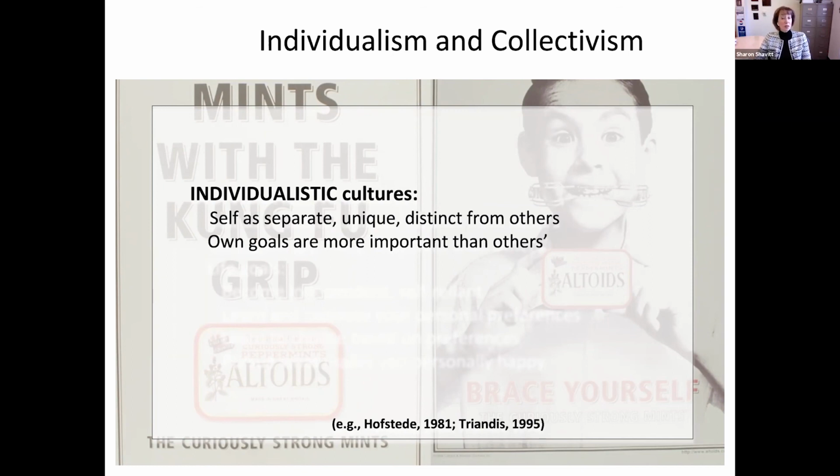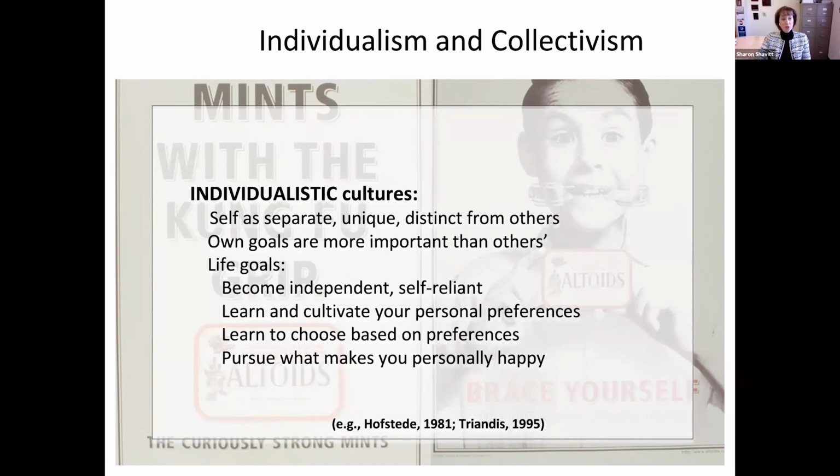In individualistic cultures, one's own goals are more important than other people's goals. And so for individualists, as they are socialized through life, their life goals are to become independent of others and self-reliant, to learn and cultivate one's personal preferences, and to learn to make choices based on those preferences so that you can ultimately pursue what makes you personally happy.